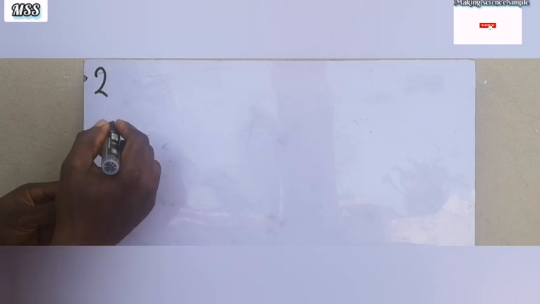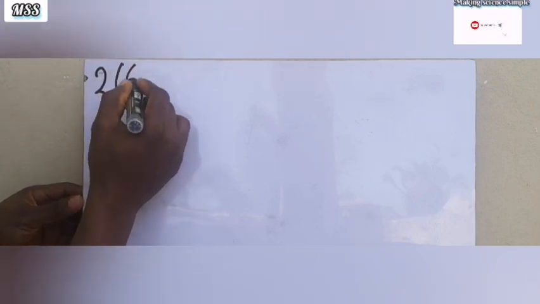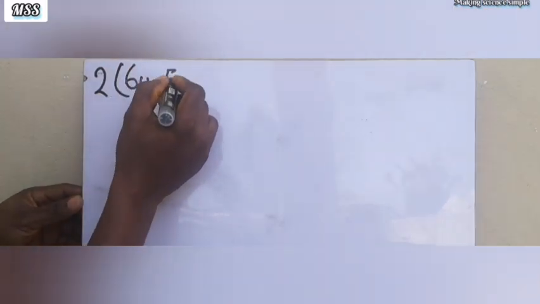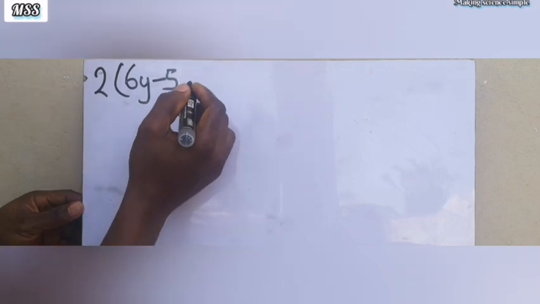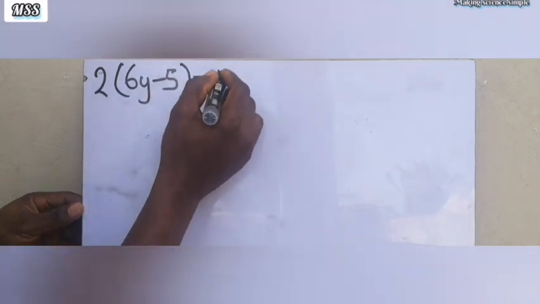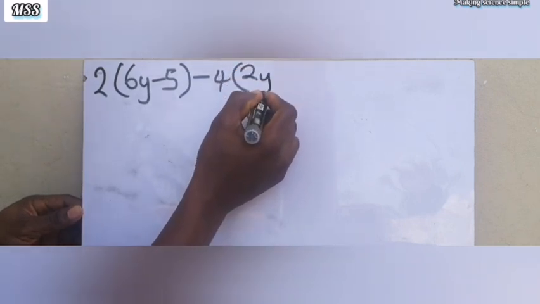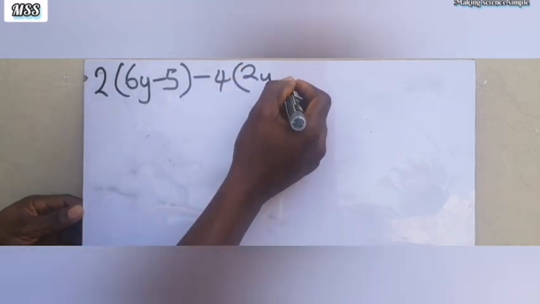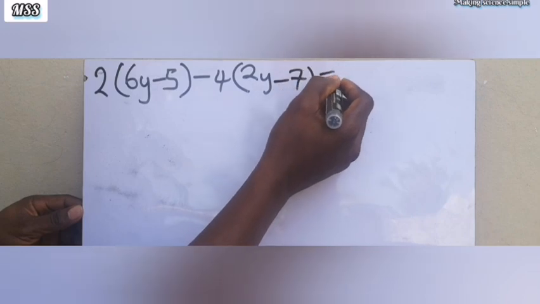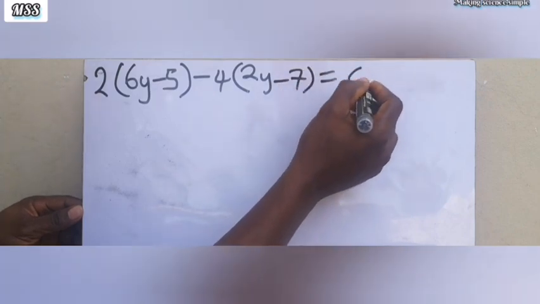Okay, let's take the second one. 2 in bracket 6y minus 5, close the bracket, minus 4 into bracket 2y minus 7 is equal to 6.